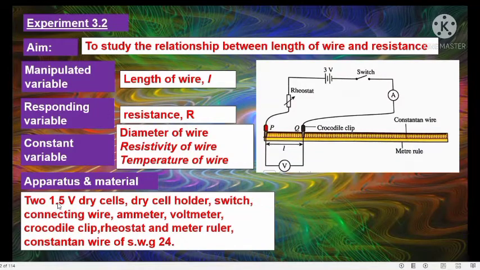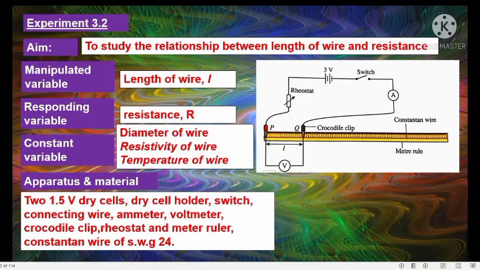Apparatus and material: we need two dry cell, 1.5 volt, dry cell holder, switch, connecting wire, ammeter, voltmeter, crocodile clip, rheostat, meter rule, constantan wire of SWG 24. Look at the arrangement. Constantan wire about 1 meter is attached to a meter rule and placed at the end of both ends. Okay, so what we do, we just connect the circuit to the battery of 3 volt, for example. This is a switch, ammeter, crocodile clip, rheostat to control current. One end of the crocodile clip is connected to the end of the wire at the 0 mark of the meter rule.